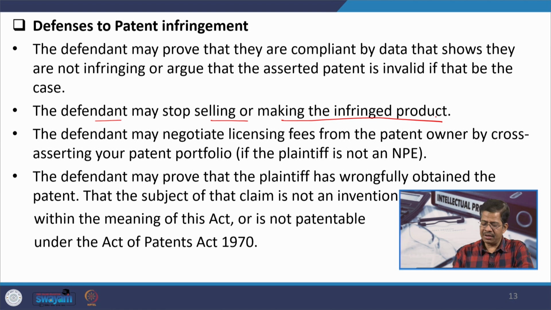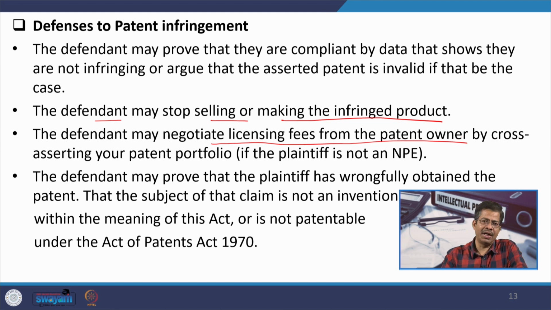That is one thing which you should immediately do. If it comes to your notice that you are using any kind of infringed technology, you should stop. You may negotiate a licensing fee from the patent owner.